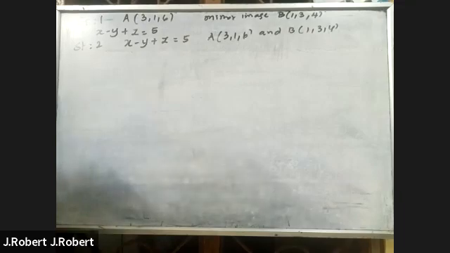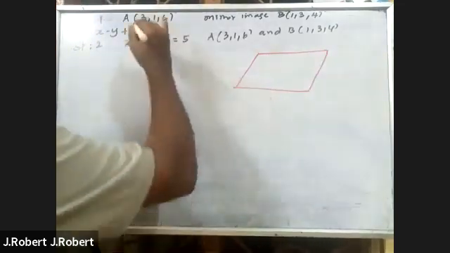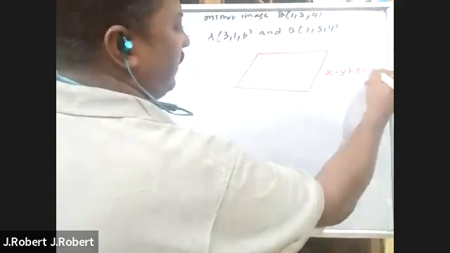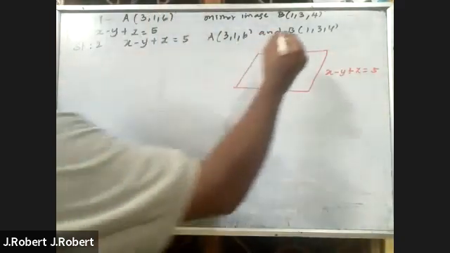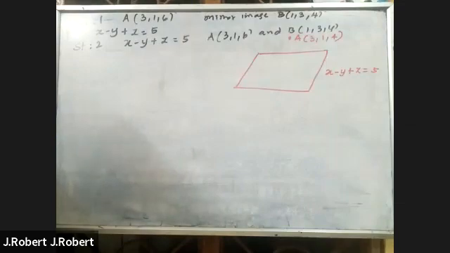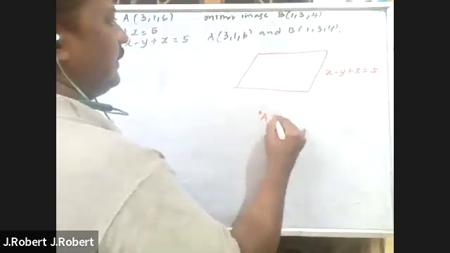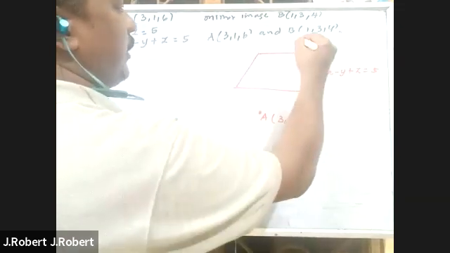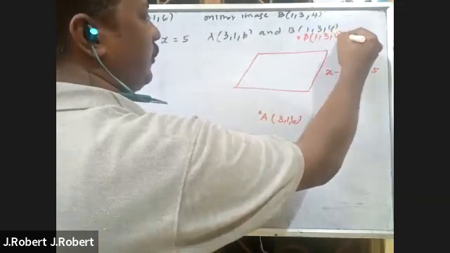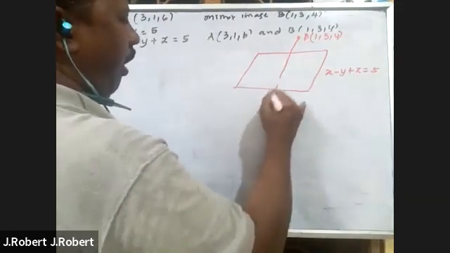Now you see, the plane is given, okay? The plane is nicely given, that is x minus y plus z equals to 5. There is a straight line, and the point of that line is A of 3 comma 1 comma 6. A is the mirror image of this one. Here the point is 3, 1, 6. This is the mirror image of point B, B of 1 comma 3 comma 4. What is the meaning of mirror image? I have already taught you, that is why I am asking. What is the meaning of mirror image?